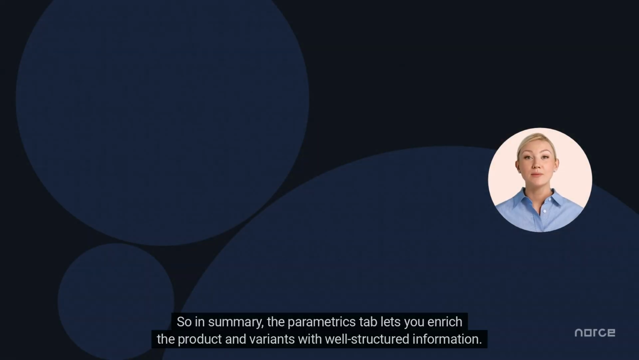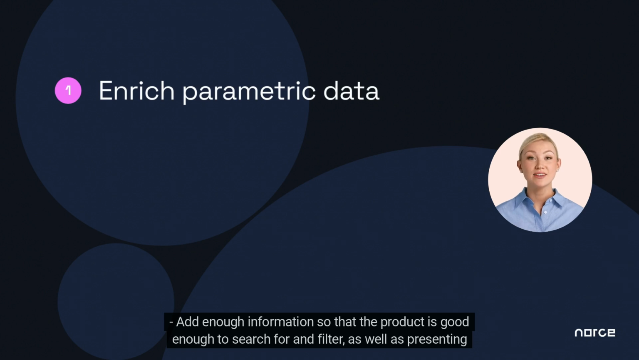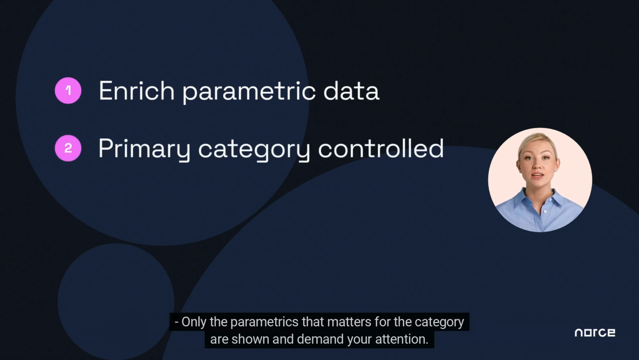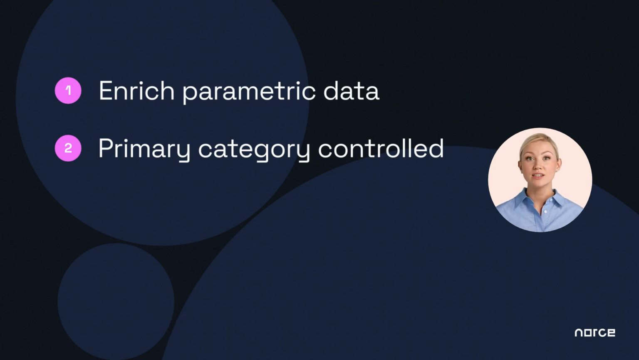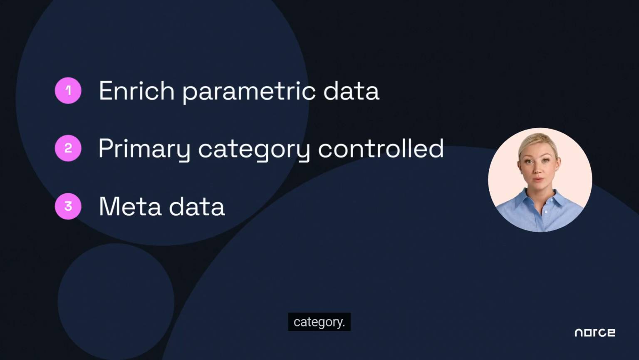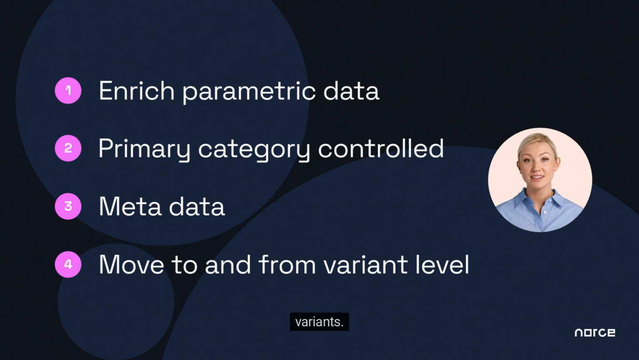So in summary, the Parametrics tab lets you enrich the product and variants with well-structured information. Add enough information so that the product is good enough to search for and filter, as well as presenting it to a customer. Only the parametrics that matter for the category are shown and demand your attention. Some metadata is helping you, like last updated, by whom, and if the parametric is required for this category. And lastly, move parametrics to the variant level if you want to have different values for the different variants.